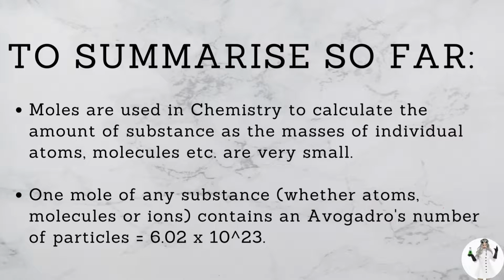So let's summarise so far. We do need moles in chemistry because it's very difficult to handle the small masses of individual atoms and molecules. So instead we look at lots of particles together. That number of particles is known as an Avogadro's number, given to you in the exam, which is 6.02 times 10 to the 23. And that's the number of particles in 1 mole of absolutely any substance, whether it's atoms, molecules or ions.